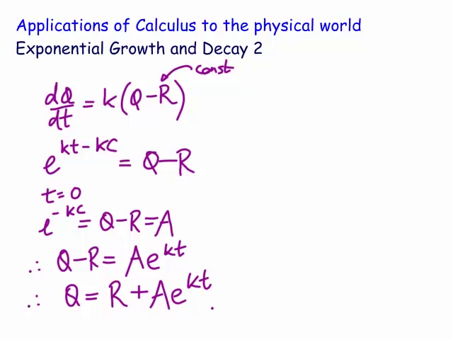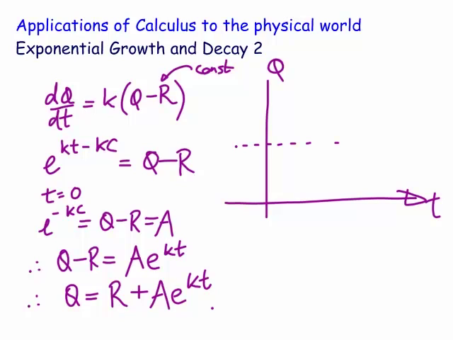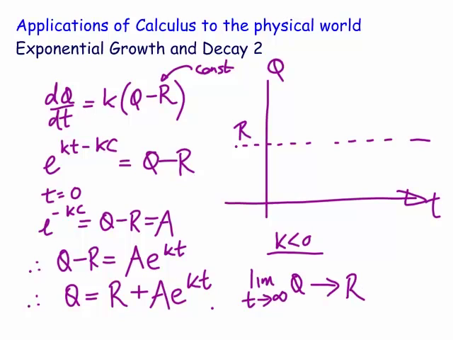Now, we have a quick look at the graph. We have a time axis here and a q axis here. You can see there is some value here at r. As long as k is negative, which it usually is in this case, the limit as t approaches infinity of q is r. Now it's coming down from above, so it's adding on.